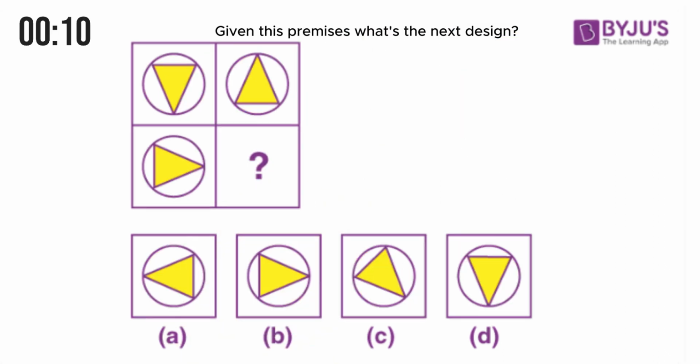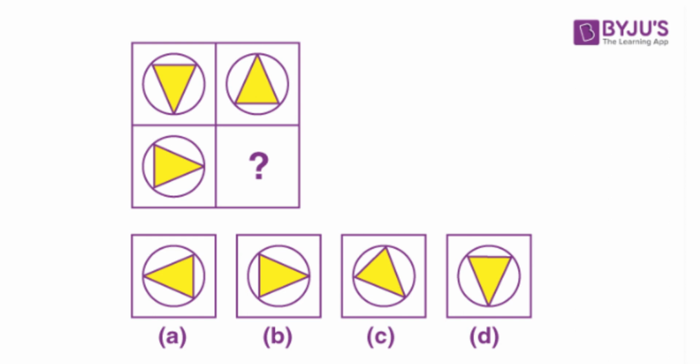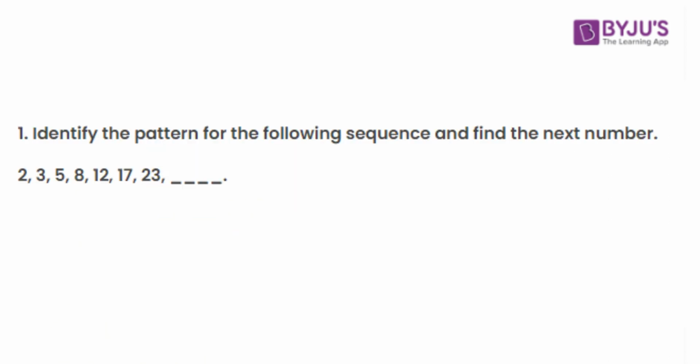Next question. Given these premises, what's the next design? The answer is letter A. And last question. Find the next number of the sequence. Therefore, the next number of the given sequence is number 30.